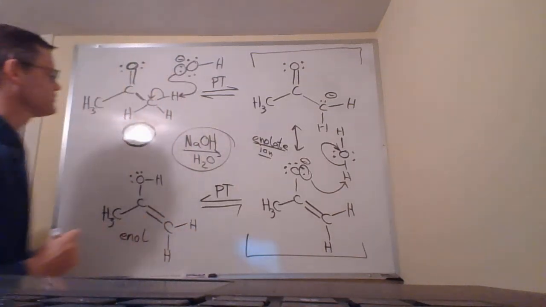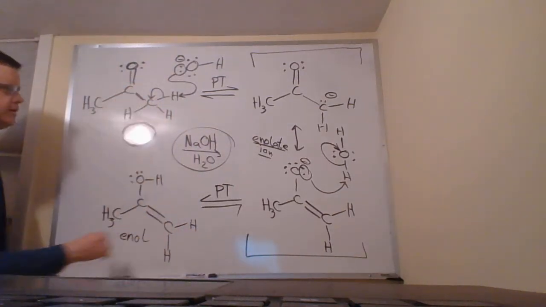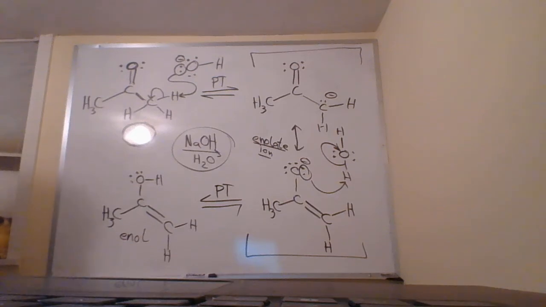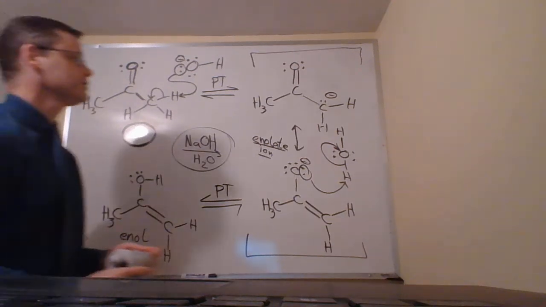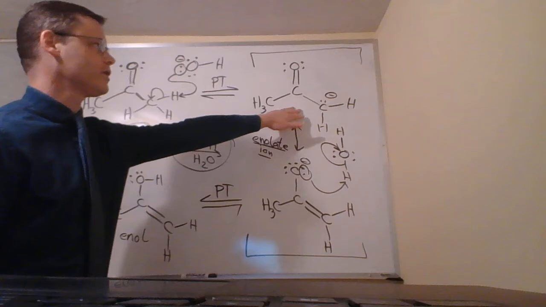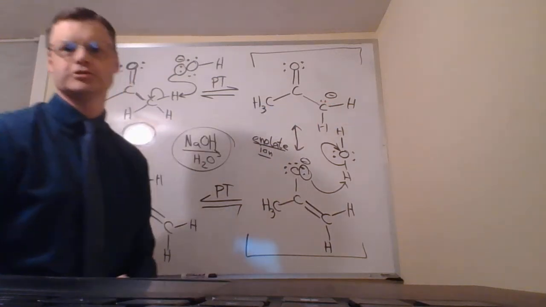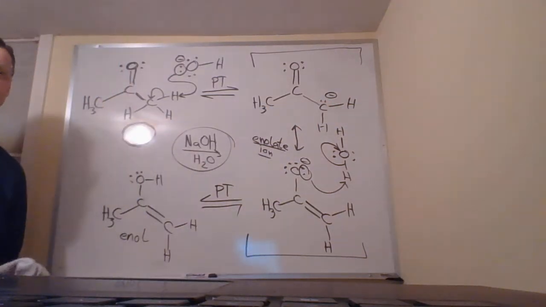So we have 2 proton transfers to get us from the ketone to the enol, and under base-catalyzed conditions, our intermediate will have an overall negative formal charge. All right, and that concludes our video on enol keto tautomerization.